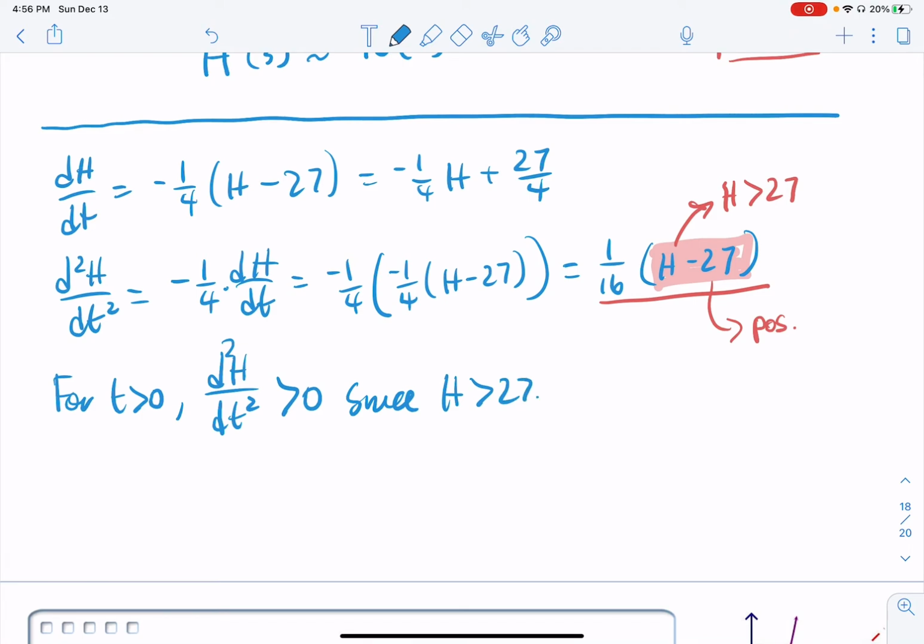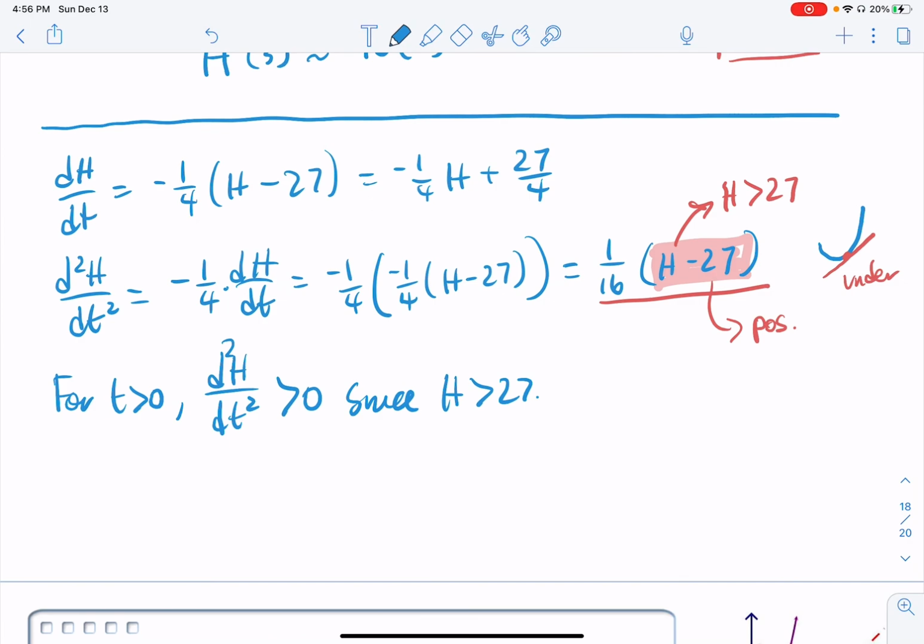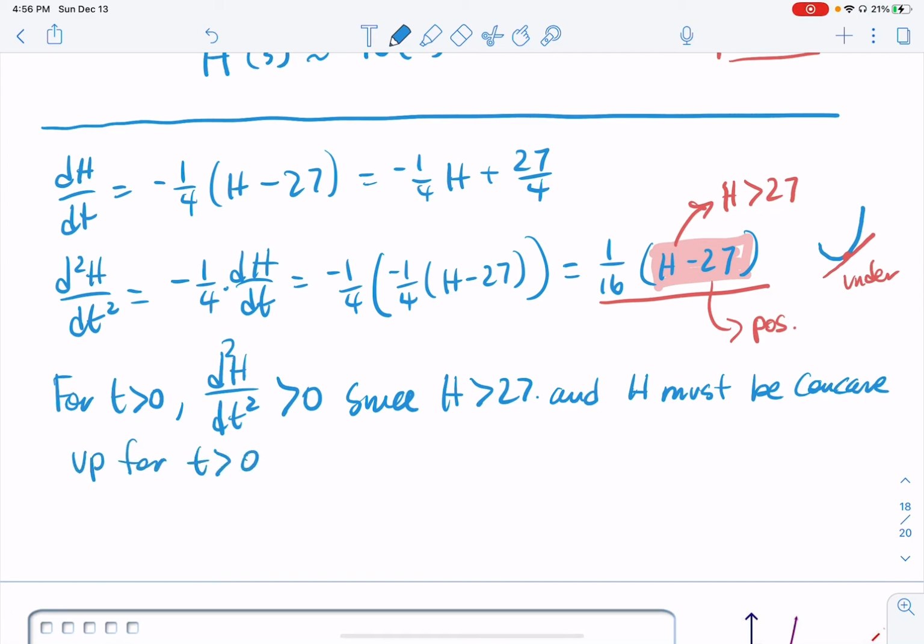Well, what does that mean? Remember, if the second derivative is positive, that means your function is concave up. If it's concave up, draw yourself a little picture here. We have a tangent line which under-approximates the value of the function. So just write that up in here. Since for t greater than 0 the second derivative is greater than 0, since h is bigger than 27, h must be concave up for t greater than 0.